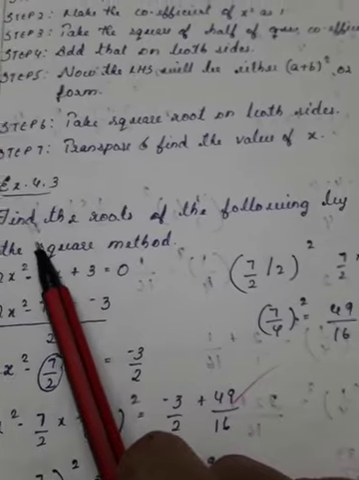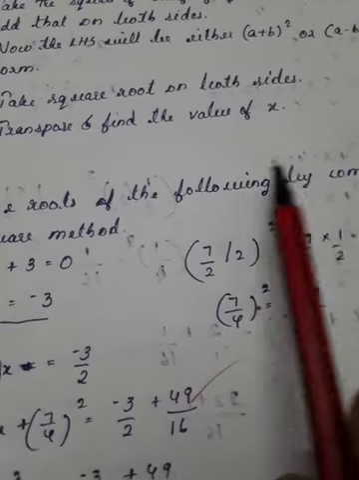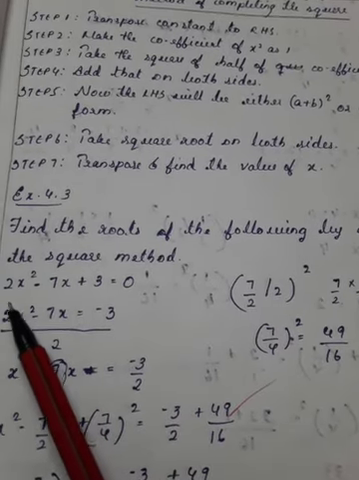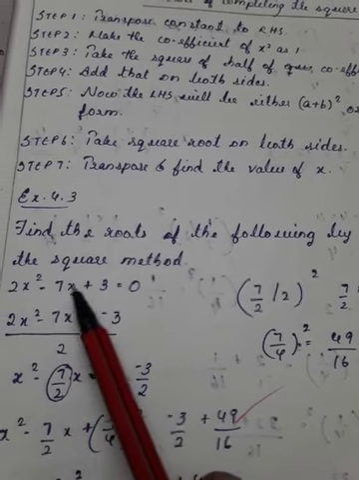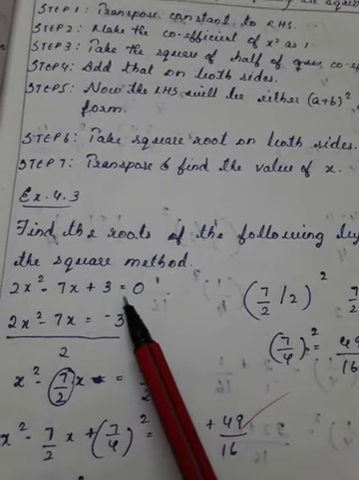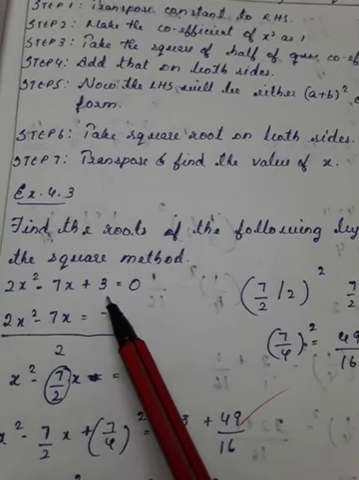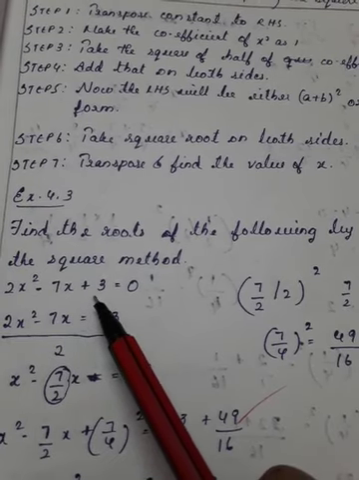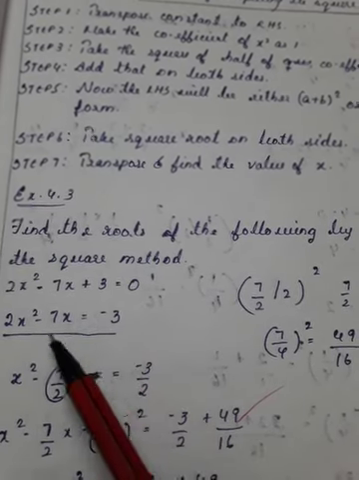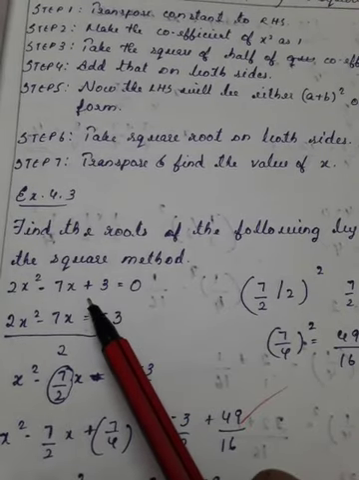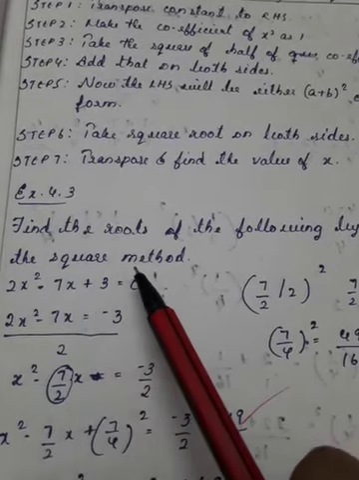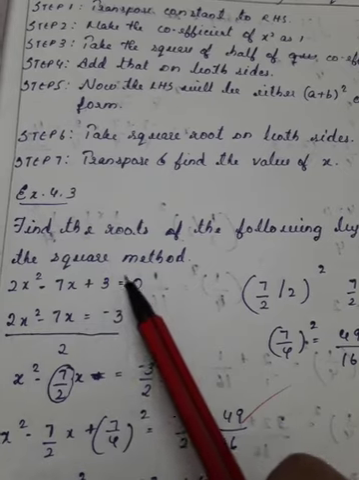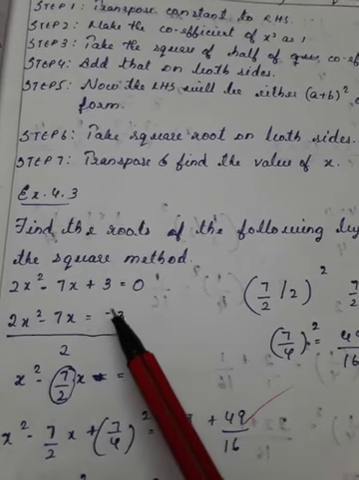Now exercise 4.3, first section: find the roots of the following by the completing the square method. So this is the question: 2x² − 7x + 3 = 0. So what is the first step? We need to write the equation in the form ax² + bx = c. That means we need to transpose the constant term to the RHS. Here the constant term is on the LHS, so we transpose it to the RHS. So this becomes 2x² − 7x = −3, since 0 − 3 is −3.